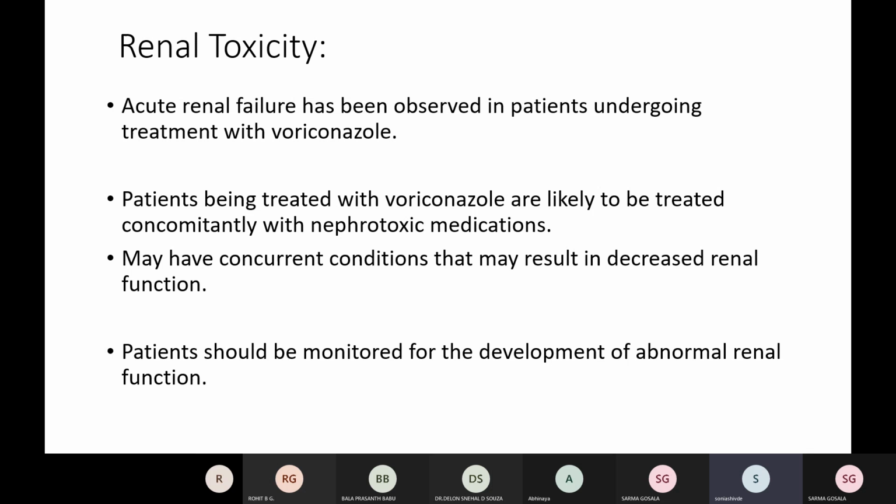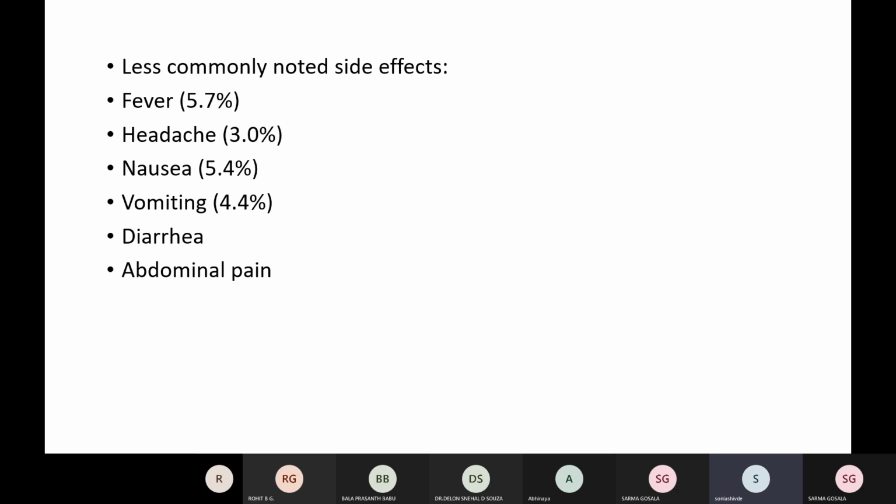Patients may have concurrent conditions also. Many of them would have been diabetic, or many of them would have been CKD patients with baseline poor renal function. So patients should be monitored for the development of abnormal renal function. Creatinine and serum urea should be monitored. Less common side effects are general fever, body pains, headache, nausea, vomiting, diarrhea, abdominal pain.